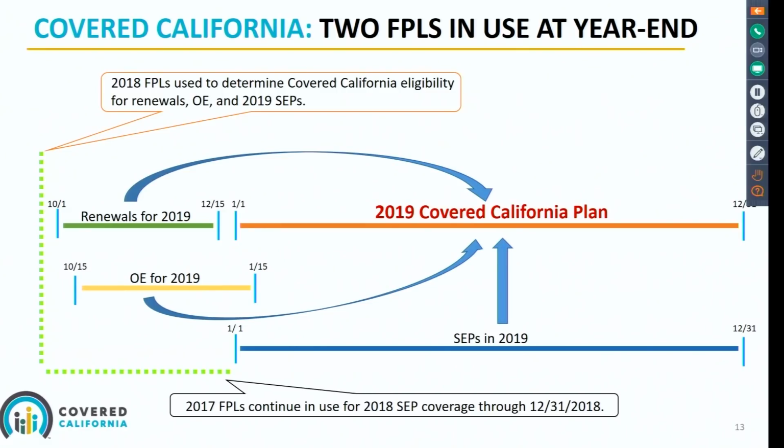And ongoing in a separate track, but at the same time, depending on the transaction type or the coverage year sought, we're going to also be using the 2017 FPL table to continue in use for the 2018 SEP coverage that's happening through the end of the year. These are special enrollers coming in for the last few months of coverage from fall to 12/31. This is kind of a complex time in the online system because it's trying to use different FPL tables depending on the coverage that the consumer is seeking.